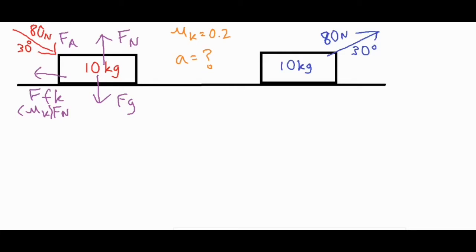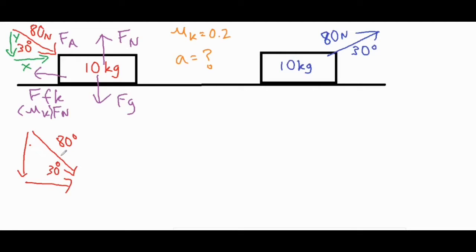Now, we want to set up the forces in the x and y direction. In the x and y direction, we have Fn and Fg, and then we have this angled force over here that we want to break up into two different components. We have a y component here and an x component here. So let's go ahead and pull that triangle aside so that we can solve for those x and y components.